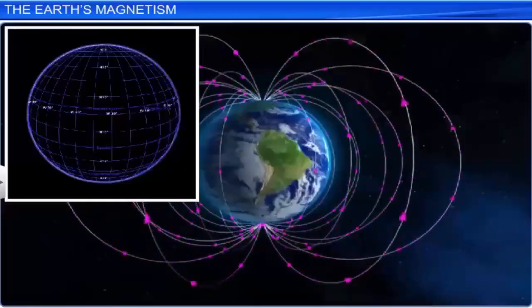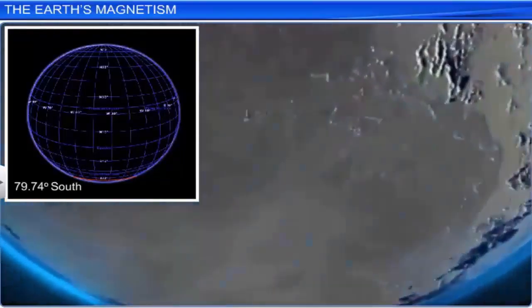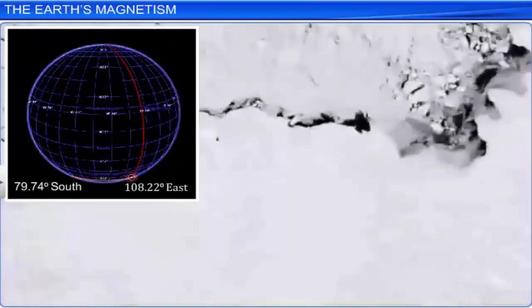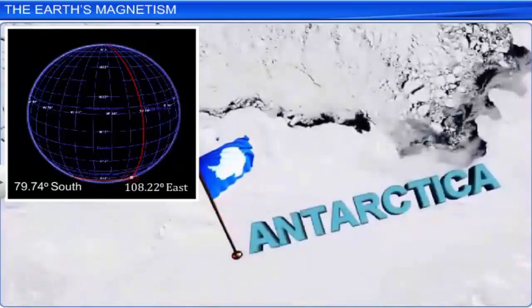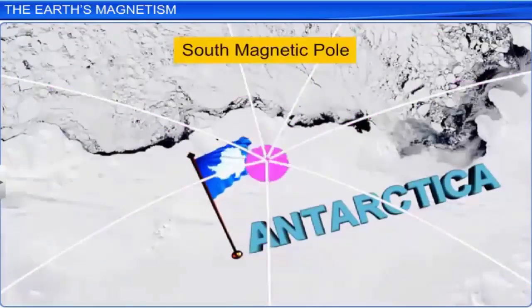Another magnetic pole is located at a latitude of 79.74 degrees south and longitude of 108.22 degrees east, a place in Antarctica. This pole, which is located near the geographic South Pole, is called the South Magnetic Pole. Earth's magnetic field lines leave the Earth near this pole.